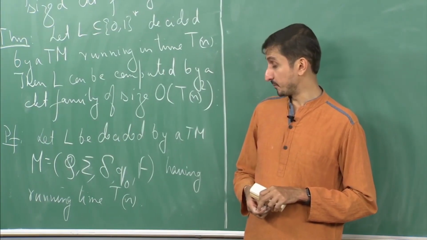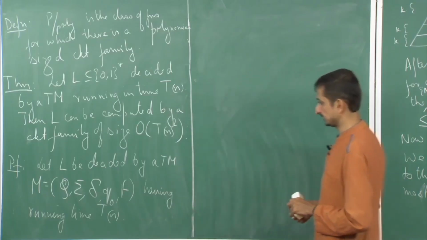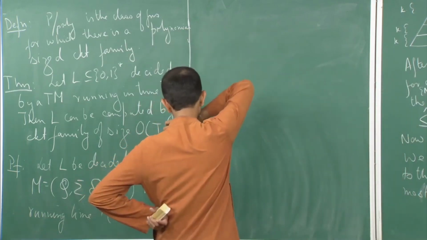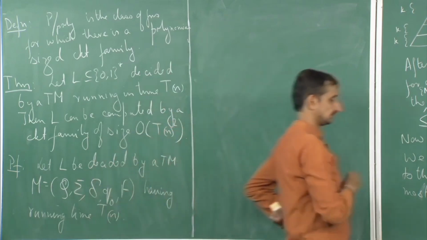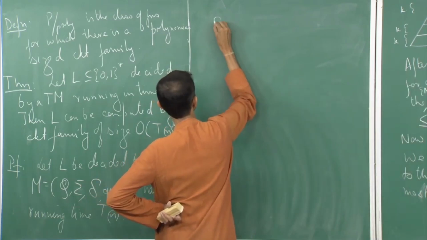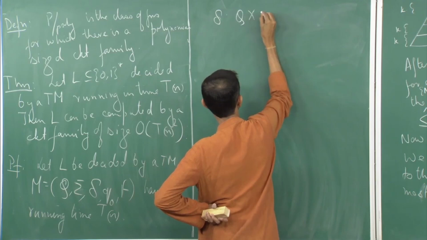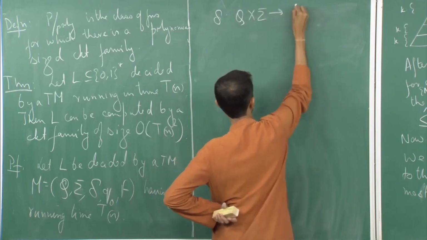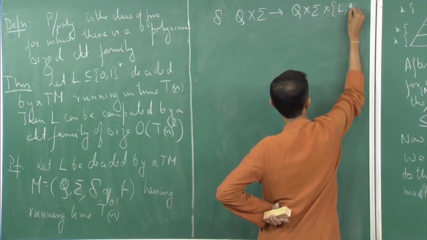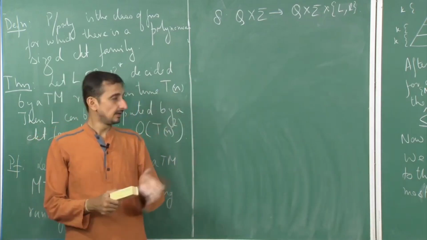What else do we need to assume? Yeah, I think that is good enough for us. So, what does the transition function of the Turing machine look like? The transition function of a deterministic Turing machine can be thought of as a function from Q cross sigma to Q cross sigma cross {L, R}.